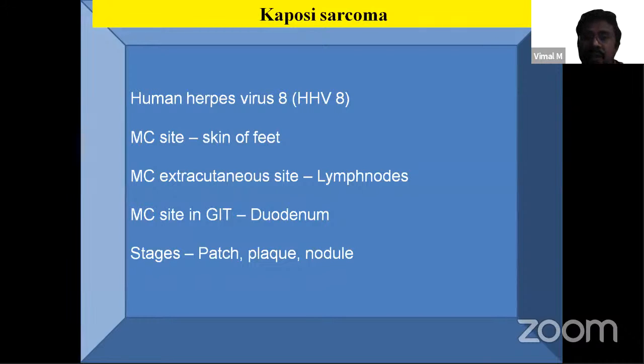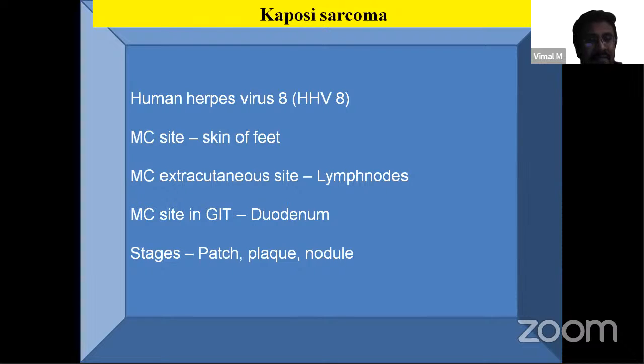Moving on to what is Kaposi sarcoma, it is caused by human herpes virus 8, HHV-8. It is actually a vascular proliferation, a proliferation of small blood vessels with spindle cells. Those spindle cells are derived from vascular origin. So a tumor of vascular origin in an HIV patient is called Kaposi sarcoma, and it is caused by human herpes virus 8. The most common site is the skin of the feet.